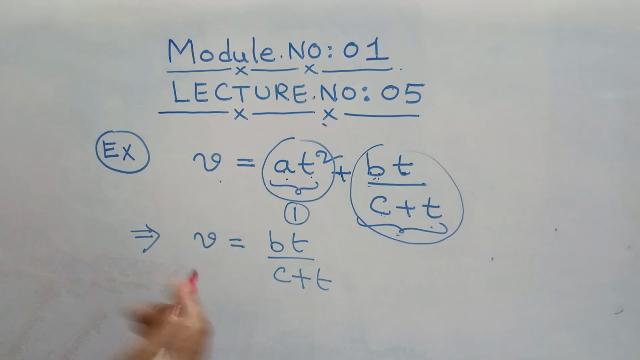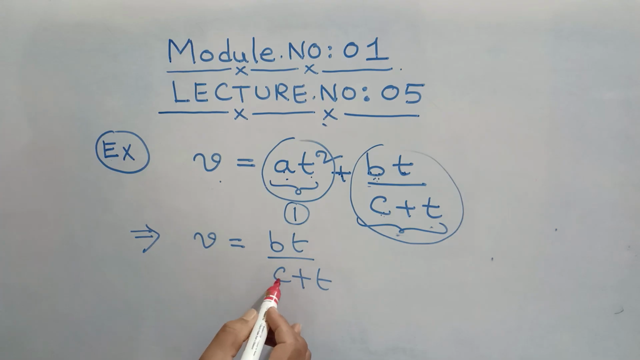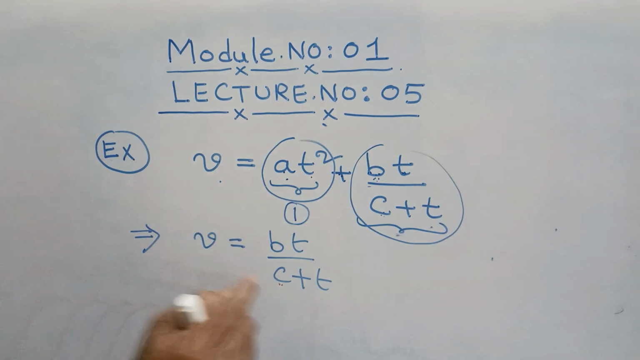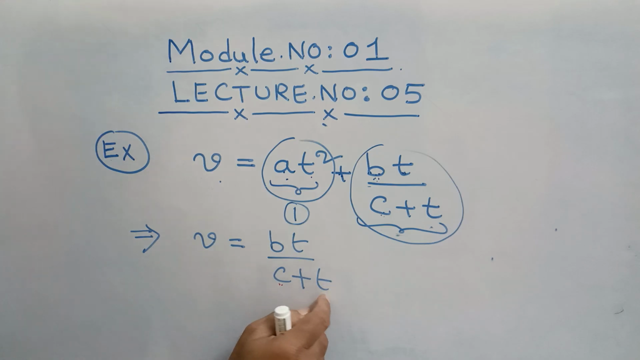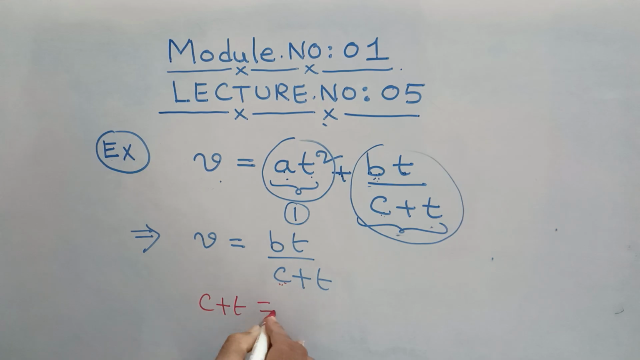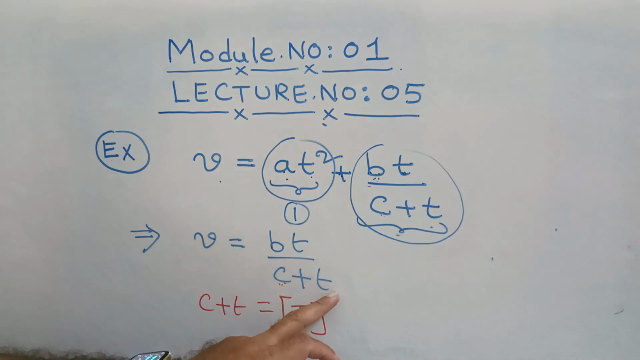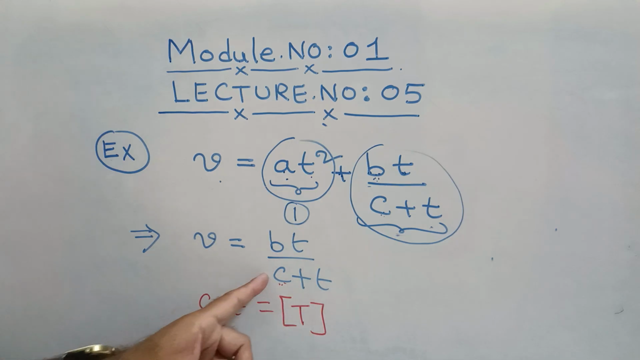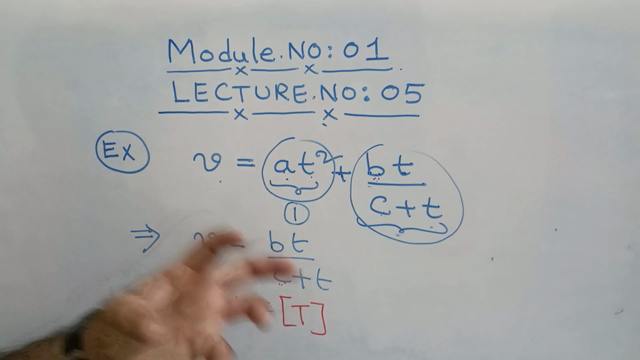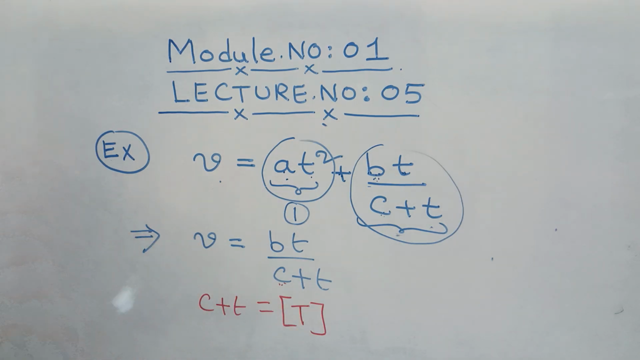Remember that C is the constant. This constant will share the same dimension as the time T will have. The dimension of time T will be shared by C only. Therefore, for C plus T, you can write T only as the dimensional formula. Because C is the constant, we are directly adding it to the time T only. Therefore the overall dimension is T itself. Remember that.